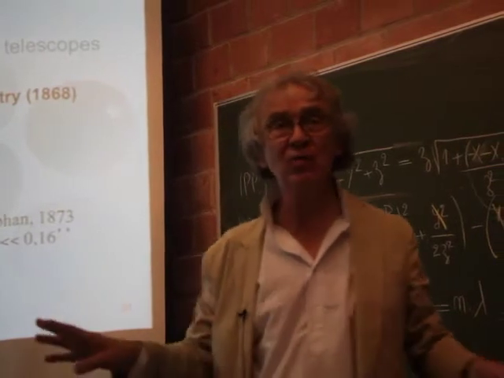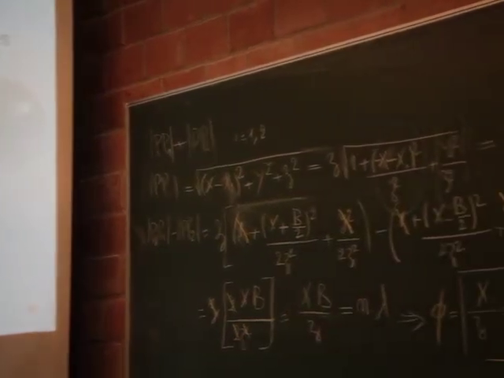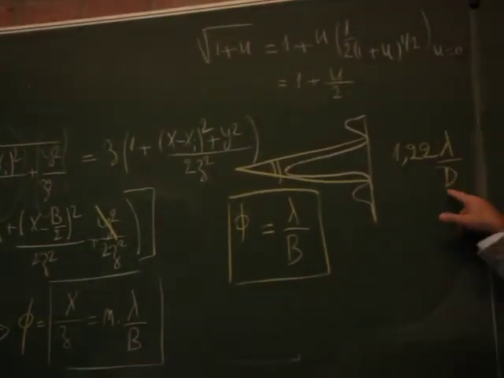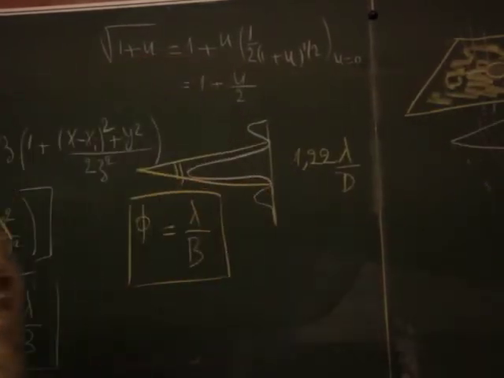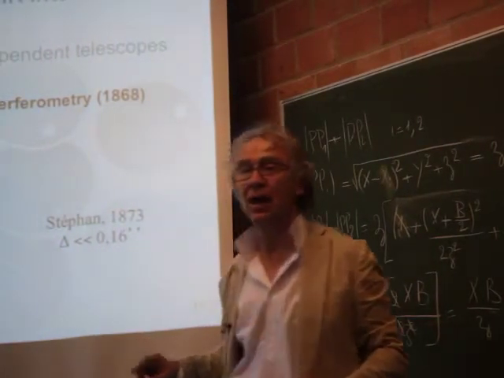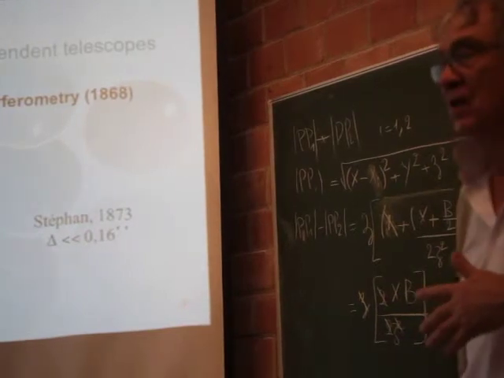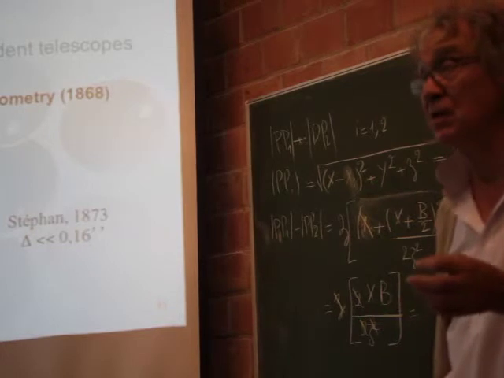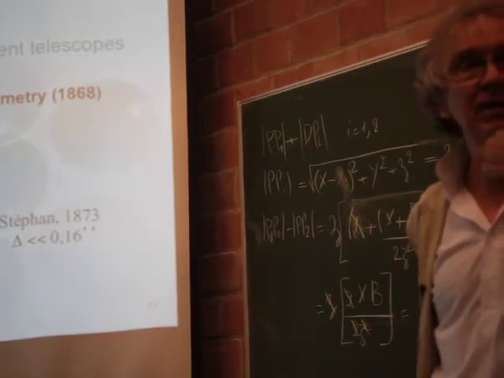So all stars were unresolved. Now, if you set 65 centimeter for the separation between the two slits, you find that the angular separation is smaller than 0.16 arcsecond. So his deduction was that all stars have an angular diameter smaller than 0.16 arcsecond. This was the first observational, let's say, big constraint.